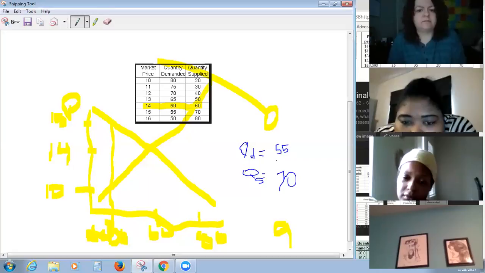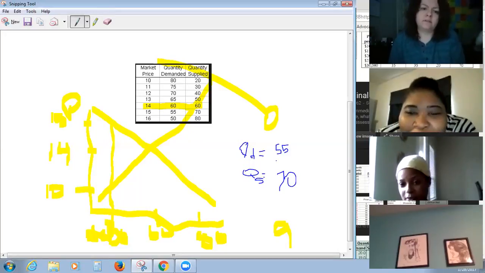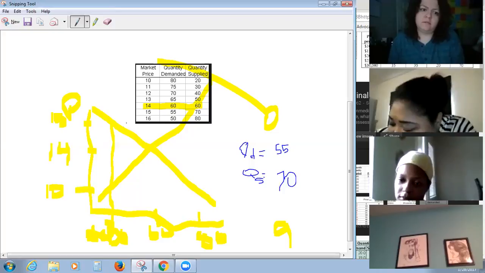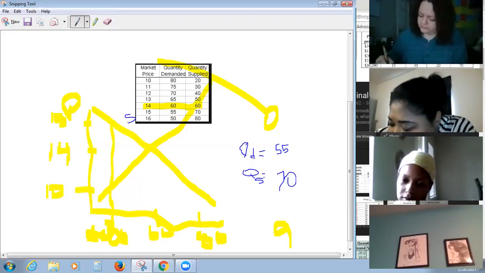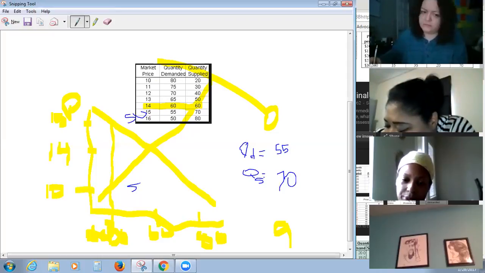What's going to happen is I'm going to end up with a surplus or a shortage. Any price above the equilibrium price is going to cause a surplus. So make sure in this area you've written a big old surplus. And if we go back to a price of $10, I'm going to have what we call a shortage.